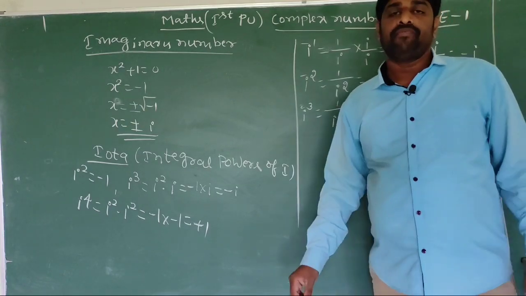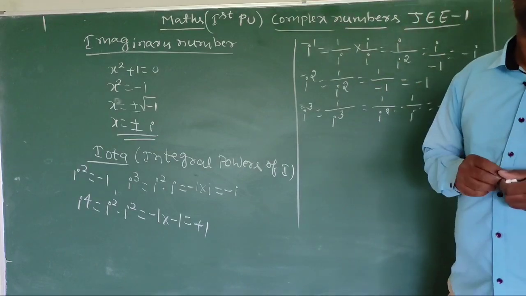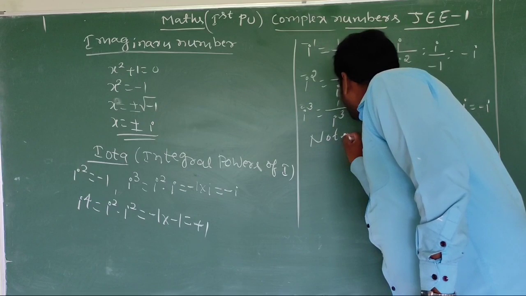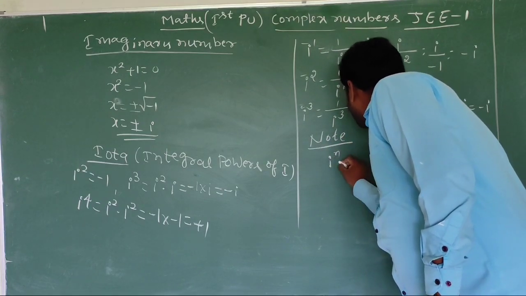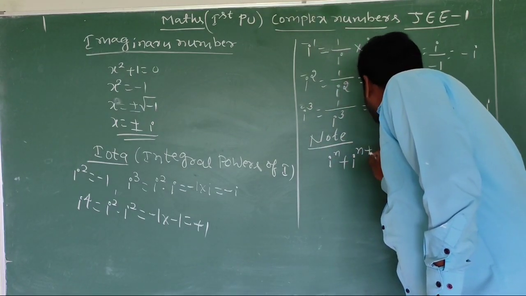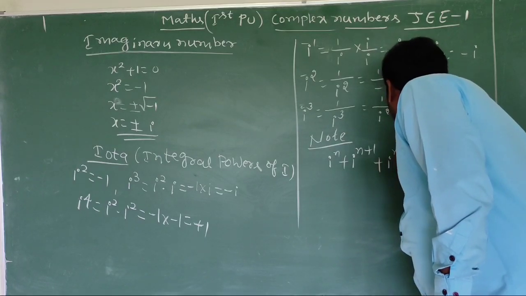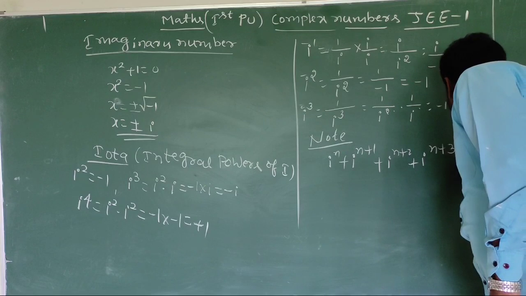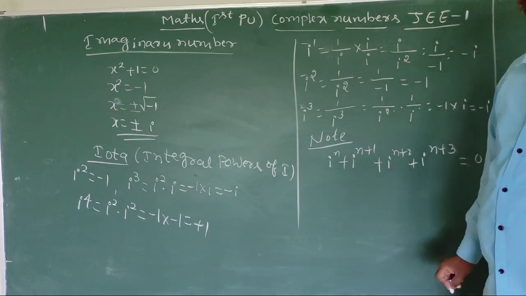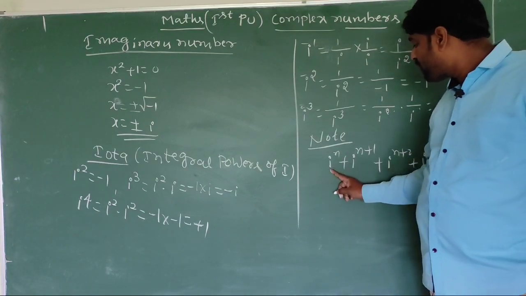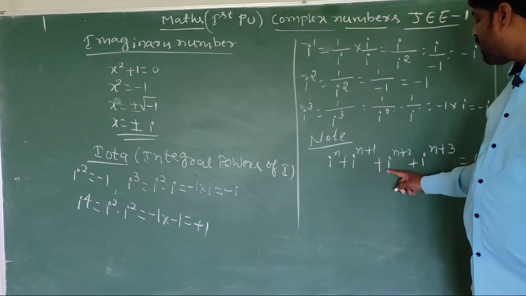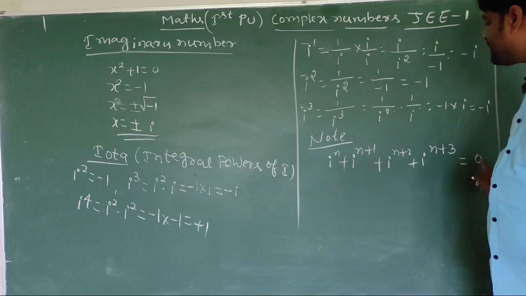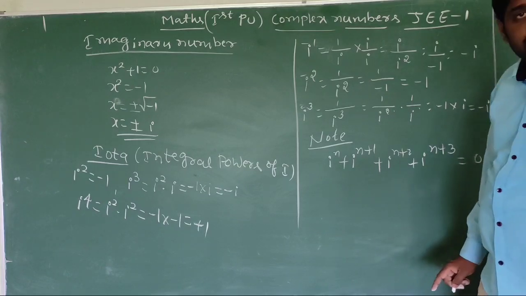In JEE, we have one important note point. Please observe: i to the power of n plus i to the power of n plus 1, plus i to the power of n plus 2, plus i to the power of n plus 3, this is nothing but 0.